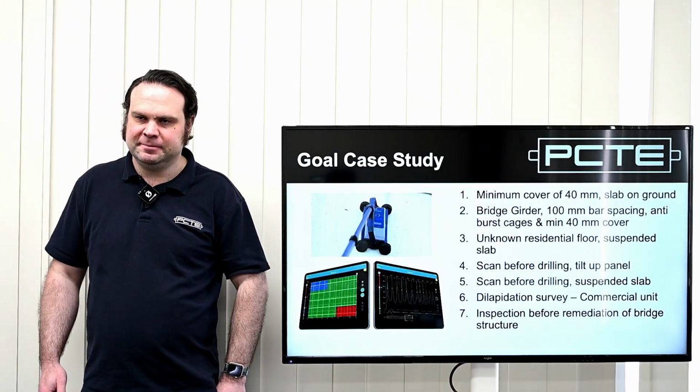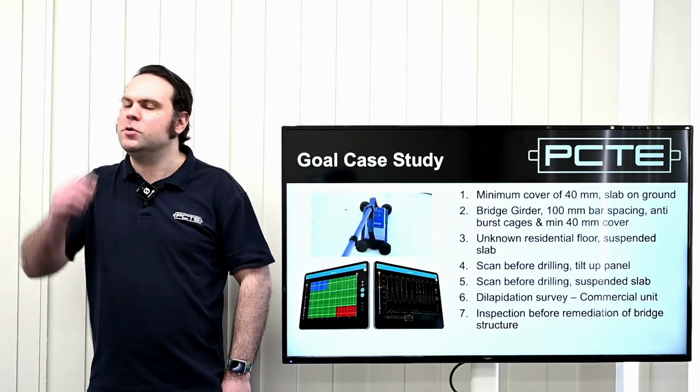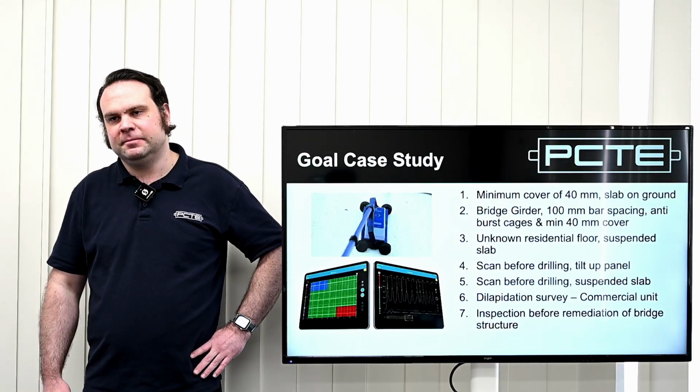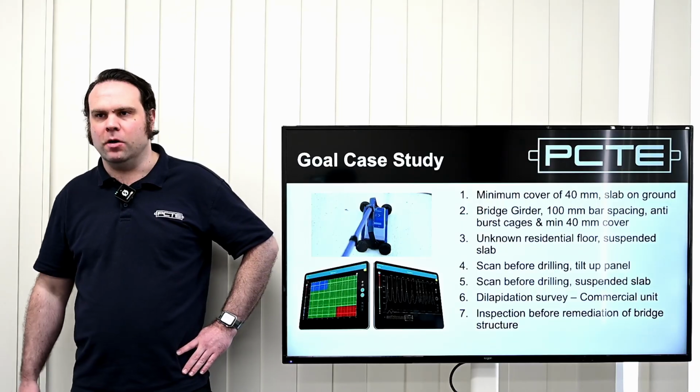Dilapidation survey, inspection for remediation. So talking to the mic, please. If you're doing remedial work, your cover meter is not going to be able to find you any defects. It's just finding metallic objects only.